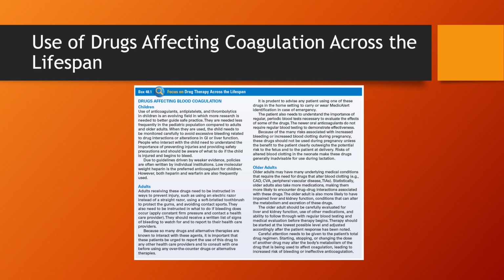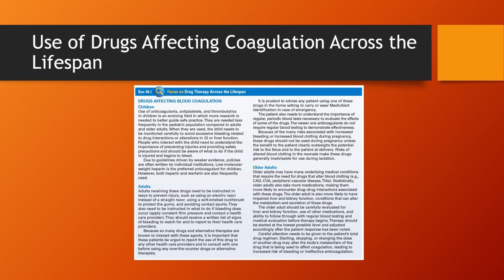When used, careful monitoring is required to prevent excessive bleeding, which can be caused by drug interactions or changes in the liver or digestive function. Caregivers need to take extra precautions to prevent injuries and know how to respond if the child starts bleeding excessively. Because of limited evidence, guidelines often vary by institution. Low molecular weight heparin is the preferred anticoagulant for children, though heparin and warfarin are commonly used as well.